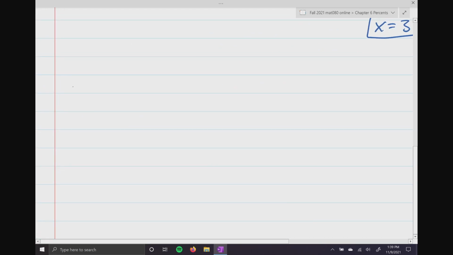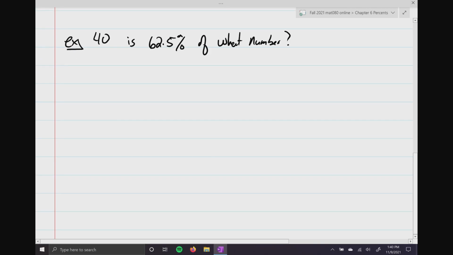All right, so here's our next example. 40 is 62.5% of what number? So if we're doing this just the old school way, I see the word is. There's my equal sign. I put a 40 on the left. Now remember, percents we don't use, so we're going to have to take this decimal point and move it 2 places to the left. So it's going to be 0.625.